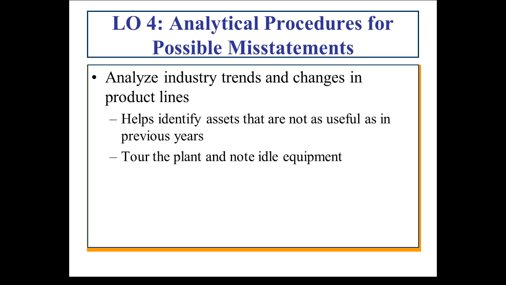Okay, so another thing we can do, of course, is tour the various segments of the company and see what assets are sitting around and not being utilized. And then from there, go back to the financial statements to see what the purpose of that is and should it maybe be written off as an obsolete piece of equipment.